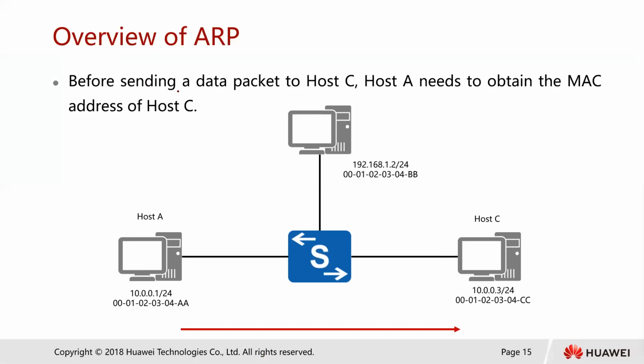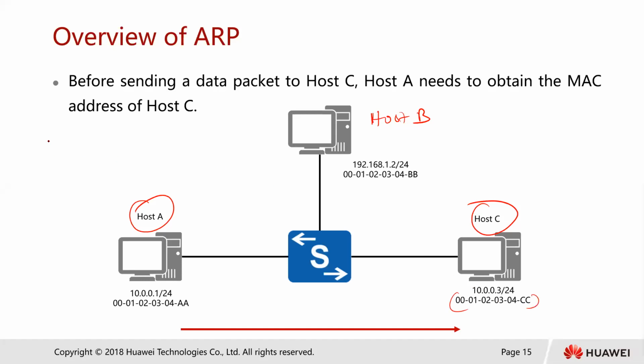So let us look at the overview of ARP. Our colleague said that by using ARP, a network device can establish a mapping between a destination IP address and a MAC address. After obtaining the destination IP address at the network layer, the network device needs to determine whether the MAC address is known. So we have host A here and host C, and we also have this computer here, let's call it host B. Host A wants to send packets to host B, and for it to send these packets, it needs to be aware of the MAC address of the destination.